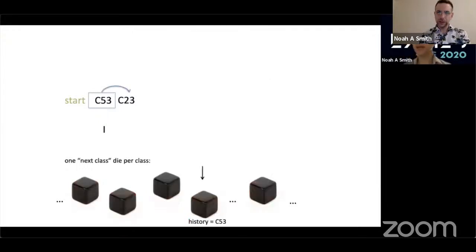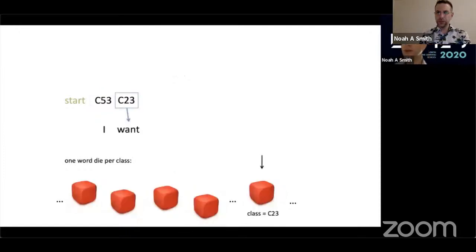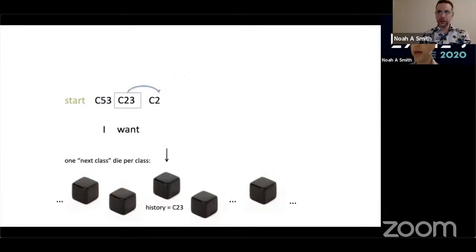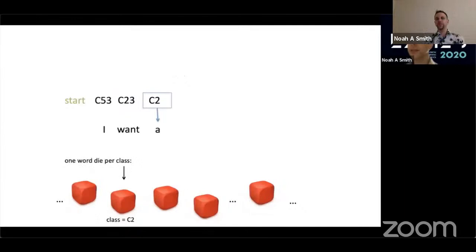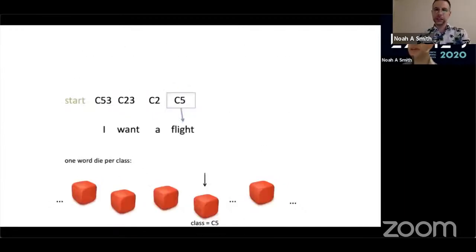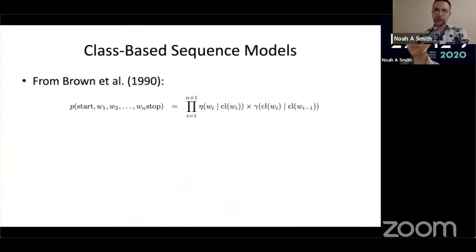Okay, next I'm going to pick the next class for word 2. I'm going to condition on history, which is just the cluster of the word that came before, so class 53. Sample from that die, I get class 23, and then I go to the red die for class 23 and generate a word I want. Go back to generating a class, I pick 2 given class 23, now generate a word from the class 2 die. And I repeat this process going back and forth until I eventually get to the end of the sequence with a stop symbol in the class distributions. So there's the math again.